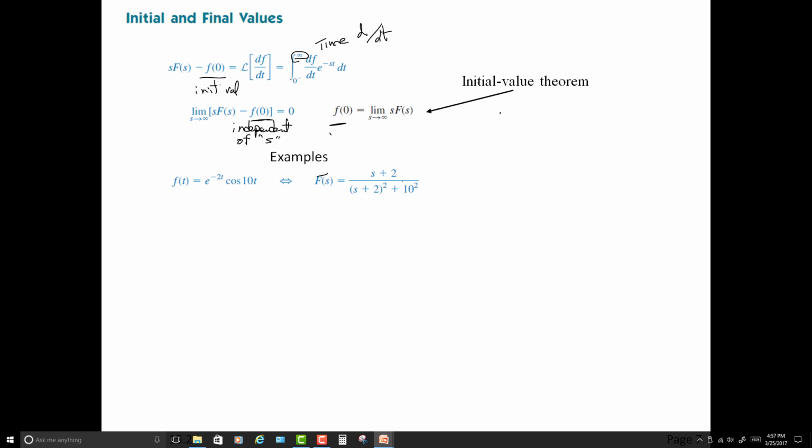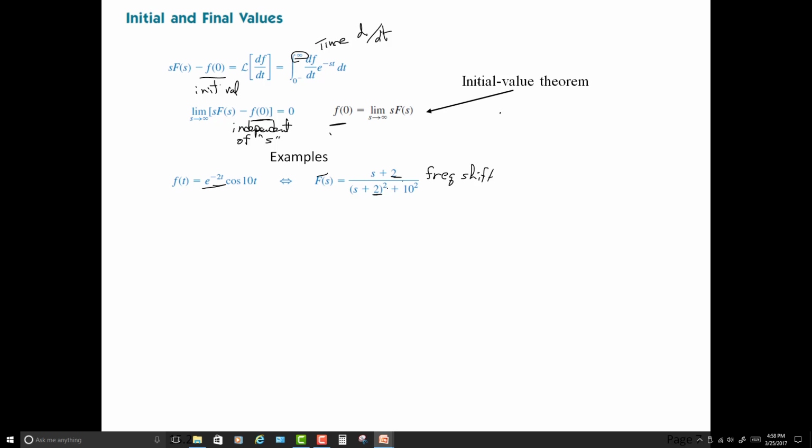Here are favorites, the trig functions, the cosine and sine type functions. So when f of t is e to the minus t cosine of 10t, that's the F of s is s plus 2. I mean, by the way, what are we doing here? This was the frequency shift property, where here was the shifting element, and here it shows up here, right?